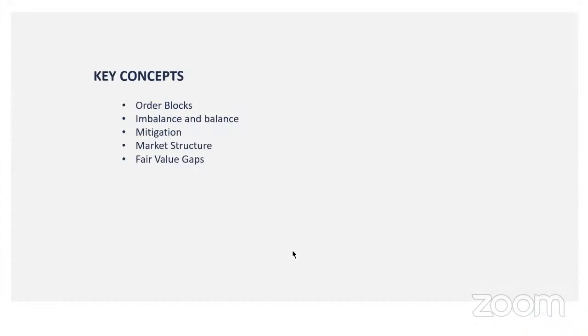There are 5 things that we need to understand from smart money concepts that you'll need to remember later. The first one is order blocks. The second one is balance and imbalance.